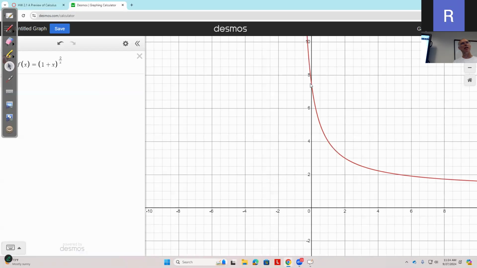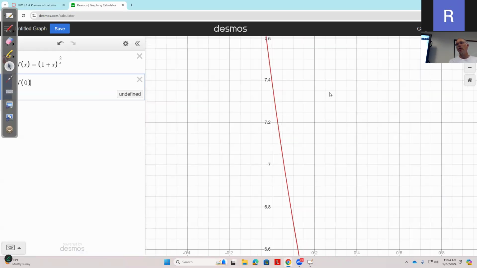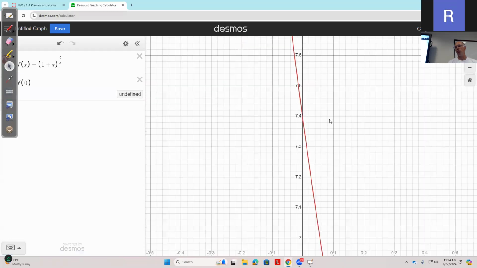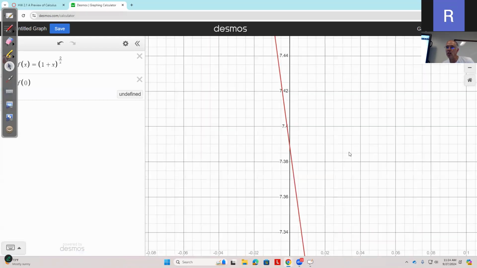Oh, it looks like something's happening at 0 there. It looks like it crosses the y-axis, where x equals 0. But what if I type f of 0? Undefined. All right, I'm just going to zoom in there. Problem: unless somebody programmed how to look for a hole, Desmos just skips right over it. So we don't know there's a hole there unless somebody programmed a way to look for it. What I can see here is that it's somewhere close to 7.4.